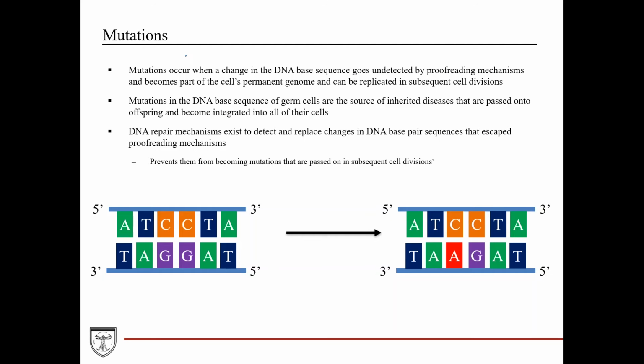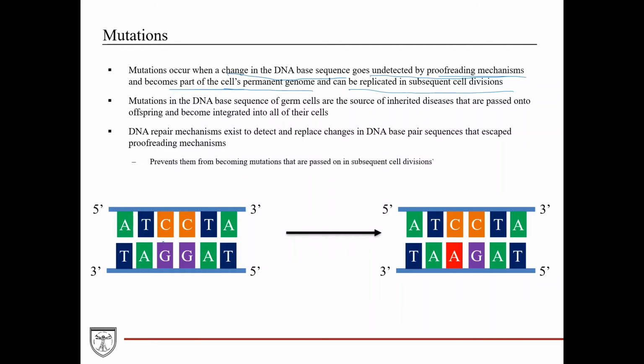So mutations, this is a term that gets thrown around a lot. Let's specifically define what it means. Mutations occur when there's a change in the DNA sequence that goes undetected by proofreading mechanisms and eventually DNA repair mechanisms, and it becomes a part of the cell's permanent genome. That's the key part with a mutation. There are errors that occur with DNA replication all the time, but more often than not, they're actually caught by polymerase or some of these other DNA repair mechanisms we'll talk about, and then it doesn't matter. It's not a big deal. But sometimes they escape all those mechanisms of protection, and then they become part of the cell's permanent genome. What's bad about that is then they can be replicated in subsequent cell divisions.